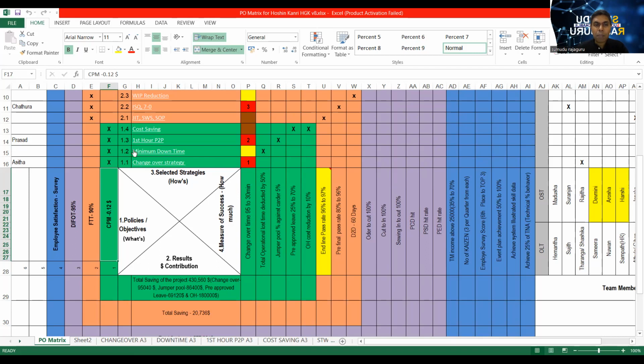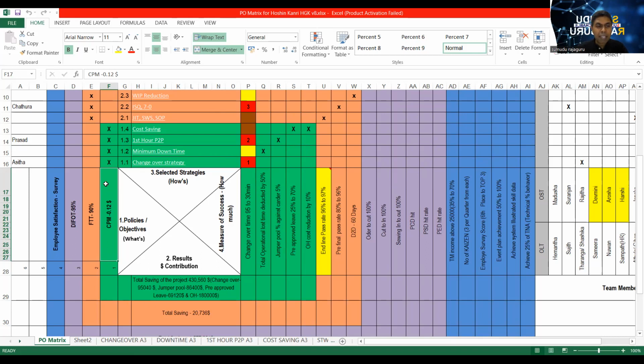So when we consider the minimum downtime, this cross mark also refers to the connection. Minimum downtime, what is the measurement point? Total operational lost time deducted by 50%. So lost time we want to reduce by 50%. So likewise, we have already given all the measurements.